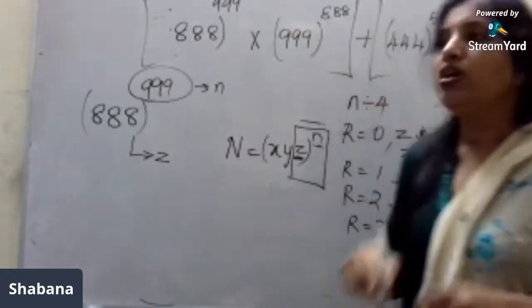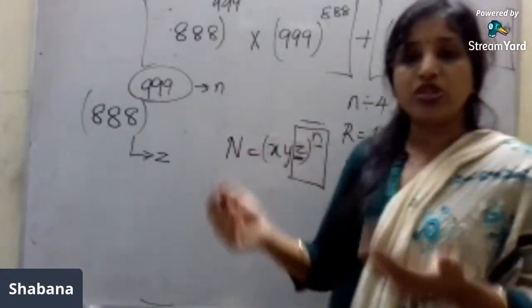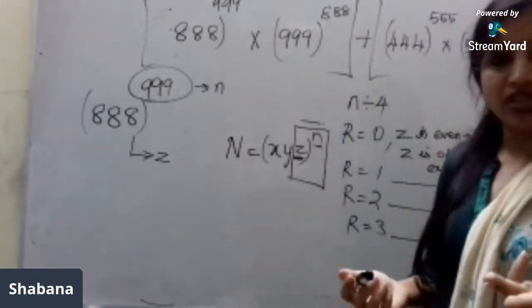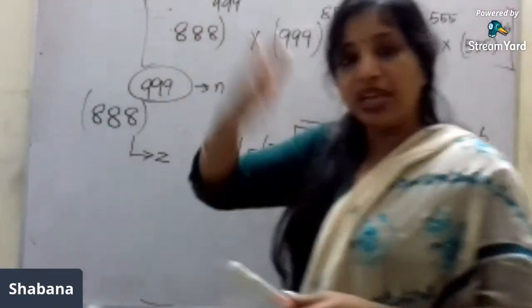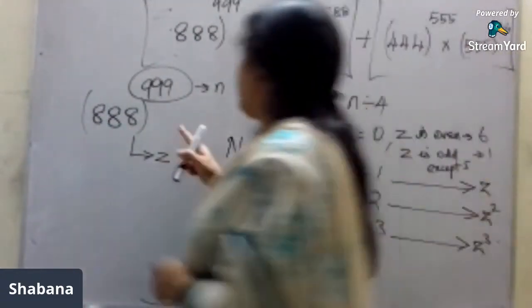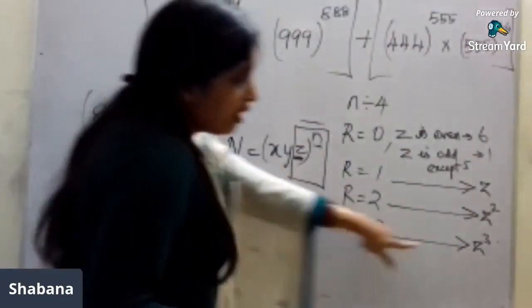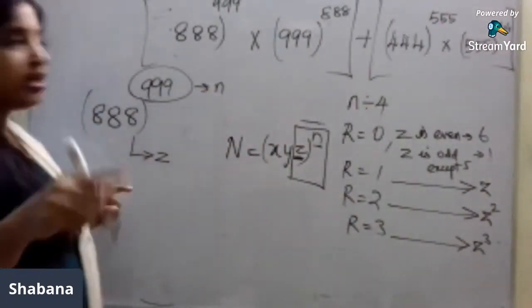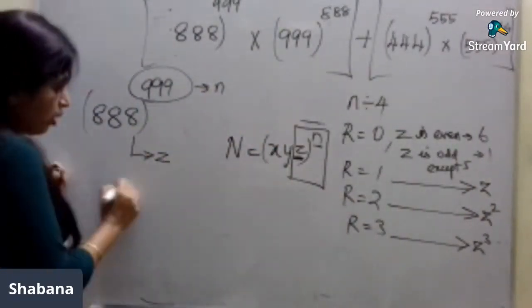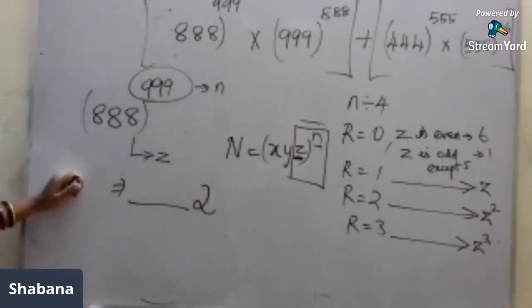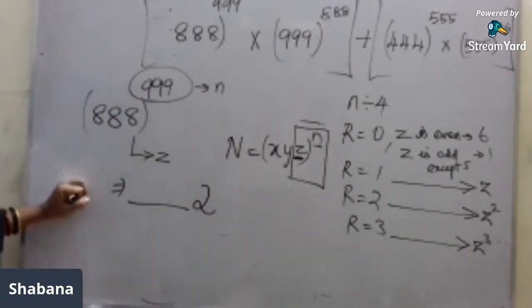99 divided by 4. 100 is divisible by 4, so 99 will give you a remainder of 3, of course. Because 96 and then you have 99. You remove 96 from this, your remainder will be 3. So if your remainder is 3, you look out for Z cube. So Z cube, 8 cube. We know 8 cube is 512. So this number will have the last digit as 2.